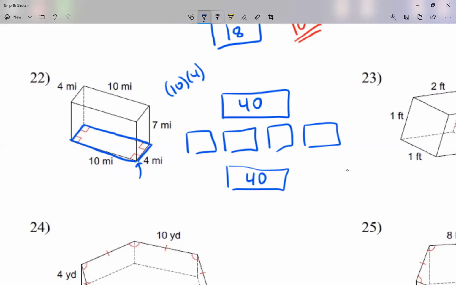For those walls, for those rectangles, I need to know the measurements of my base, which are 10, 4, 10, and 4. Let me find the number that has nothing to do with my rectangles. That's what we call the height. In this case, 7. 7 times each side of the base. So 7 times 4, 7 times 10, 7 times 4, and 7 times 10. Now let me add everything. And I get 276.